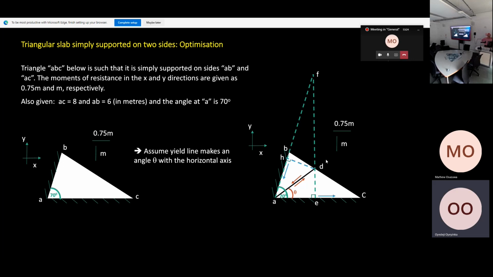Sorry, I have a question. So the yield line splits... I wanted to confirm that the perpendicular distance originating from E is at the midpoint of A and C. Is that right? Is E at the center of A and C?